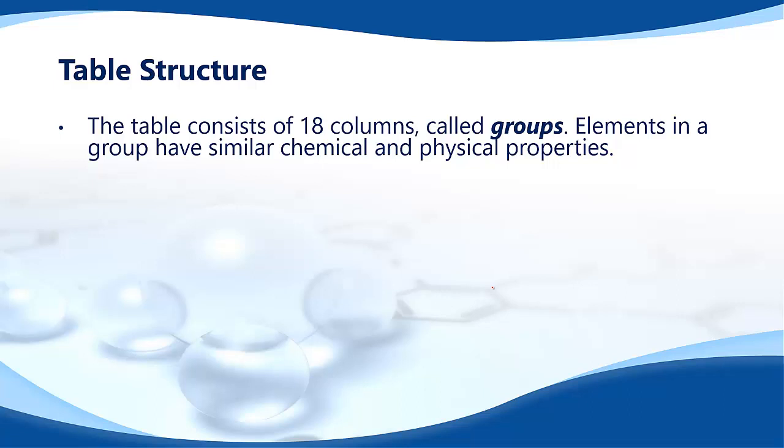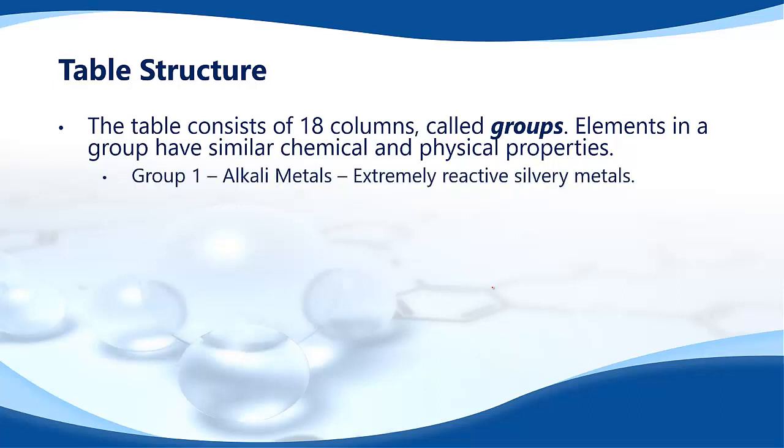There are some important groups on the table that you should know about. Group 1 are what are called the alkali metals. This is lithium, sodium, potassium, rubidium. These are all very soft silver-colored metals, and they're all extremely reactive. In fact, if you were to take sodium or potassium and put it in water, it has a tendency to explode. So that's group 1, the alkali metals.